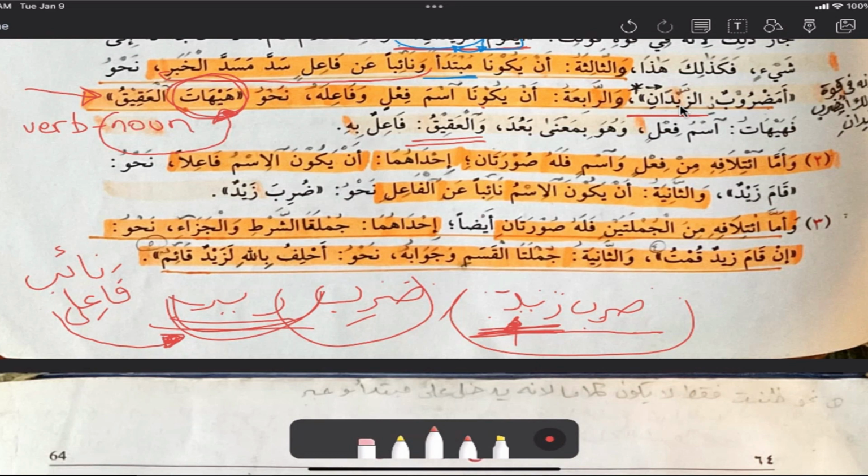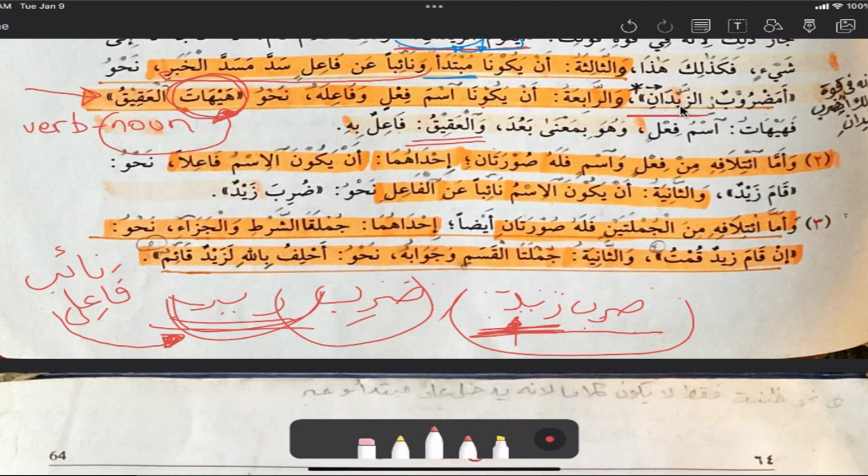The first scenario is for the verb to have a doer. So that's going to be active voice, as they say. مبني للفاعل. It means the sentence is calibrated for the doer of the sentence, of the verb. Mabni here doesn't mean the same as the mabni we talked about before. This is a different mabni.